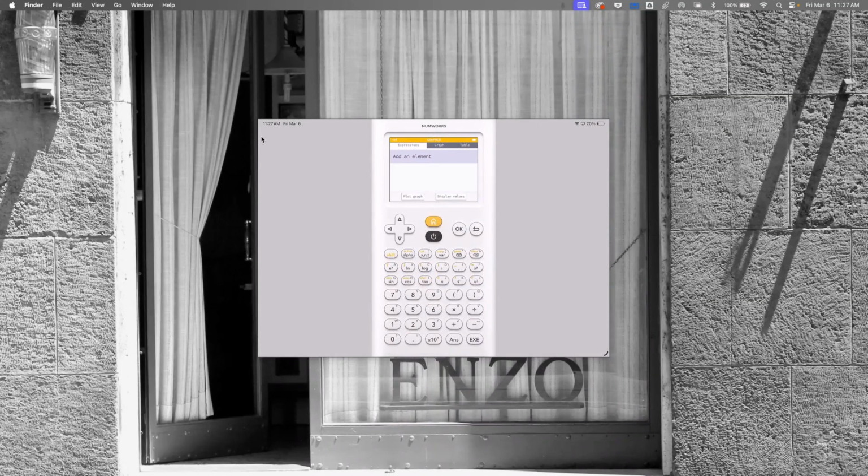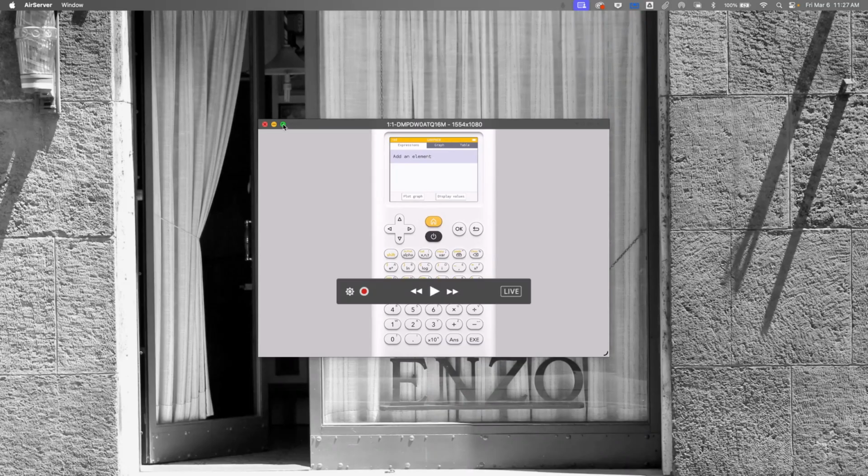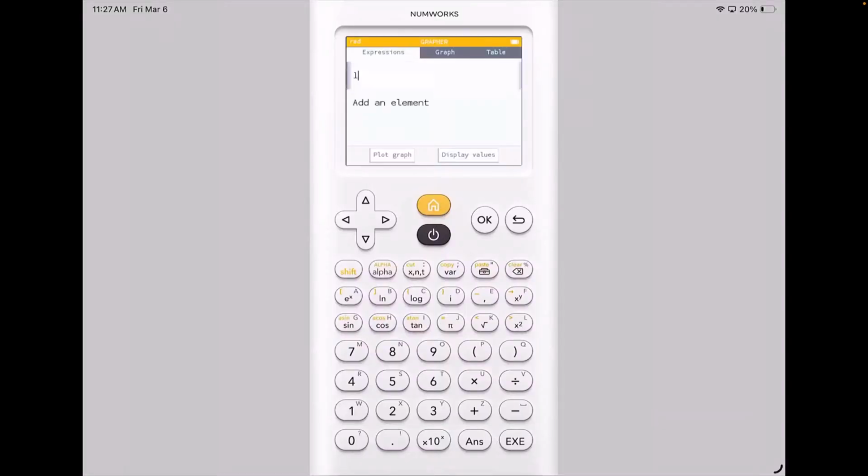Make this a little bigger. I'm going to type in 19,000 times E, parentheses, and it was 0.042. We use T, right?